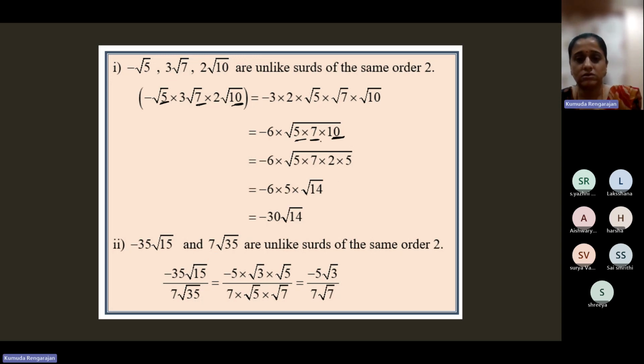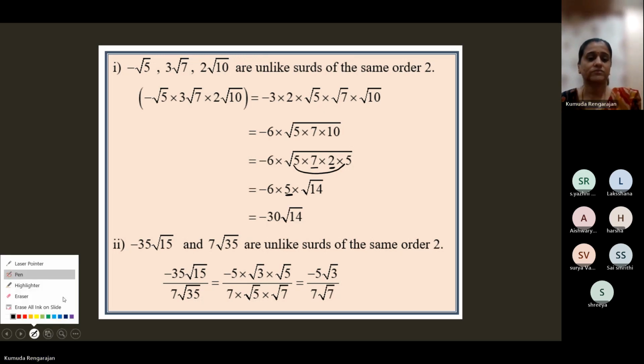Now, you can break down 10 into its prime factors, 2 into 5. Now from 2 5s, 1 5 comes out of the square root. And then there's only 1 7 and only 1 2, so they remain under the square root. And 7 2s are 14. So the product is minus 30 square root of 14.